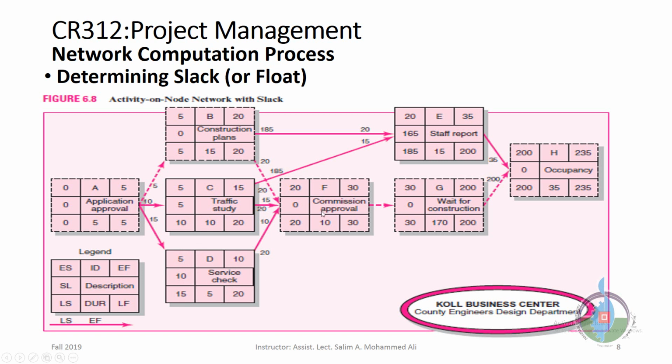For F, we don't have any slack time. For E, we have 165 slack. Look at this. This is another reason why we didn't choose A, B, E, H as the critical path, because it has slack. Activities that don't have slack, look, A, B, F, G, H, they all have slack of 0, which means that this is the only critical path.